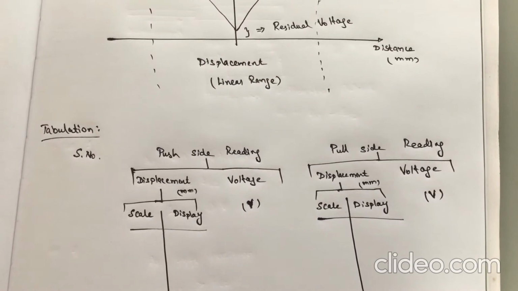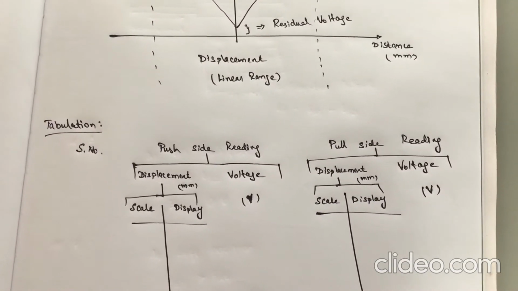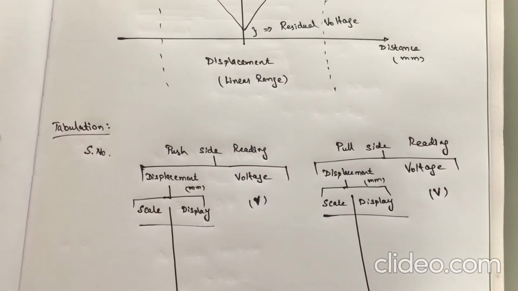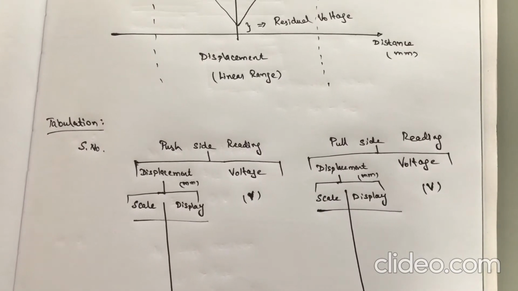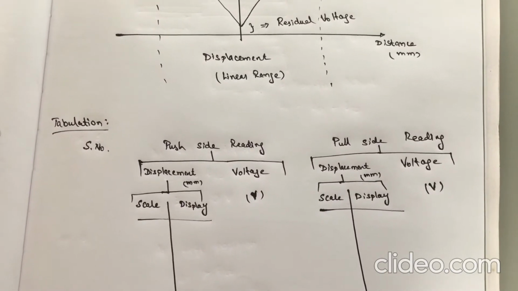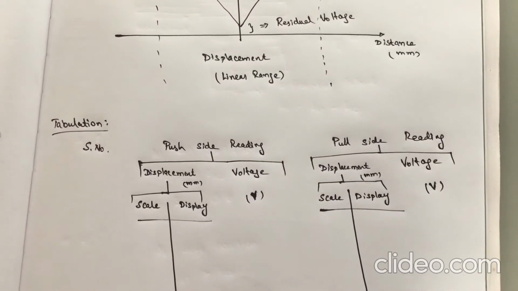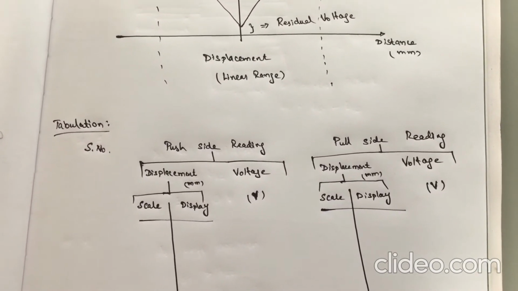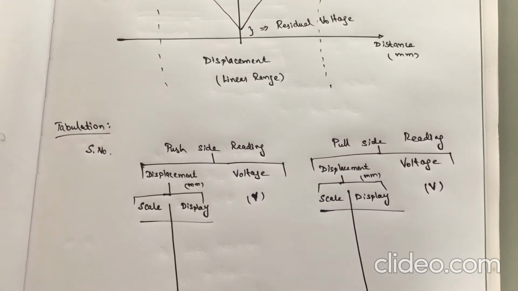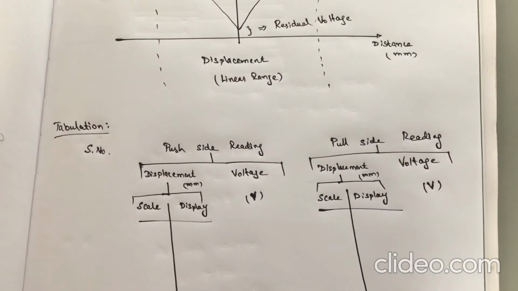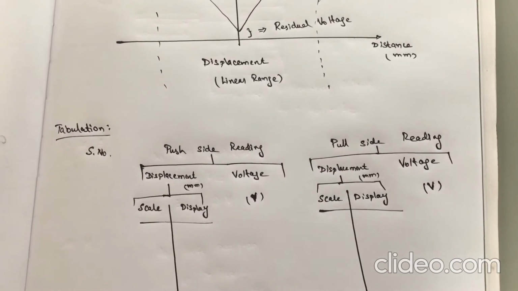Displacement is split into two categories: scale reading and display reading. What is the scale, and what is the trainer kit display? Here we have the setup of the core, which is adjusted by a screw type adjustment. We adjust the value of position, and this value of position is reflected in the trainer kit. It is called the display. These two readings have to be accounted for, and how they relate to the output voltage has to be studied.